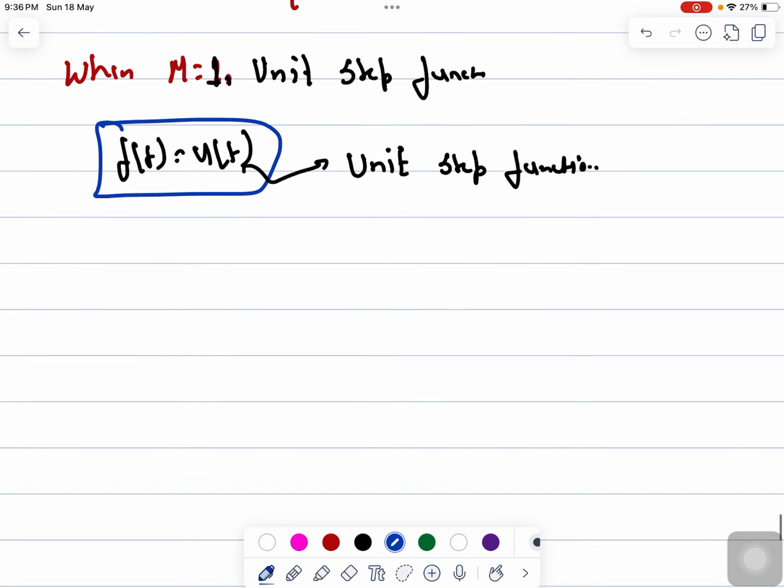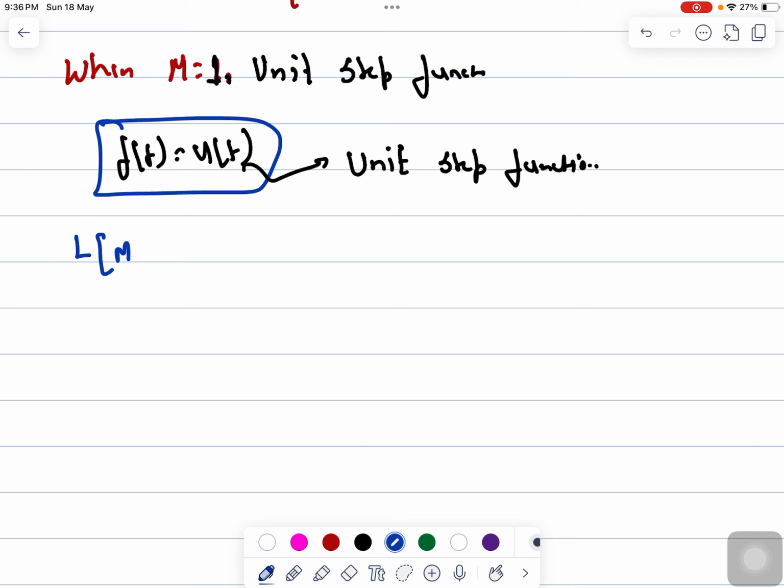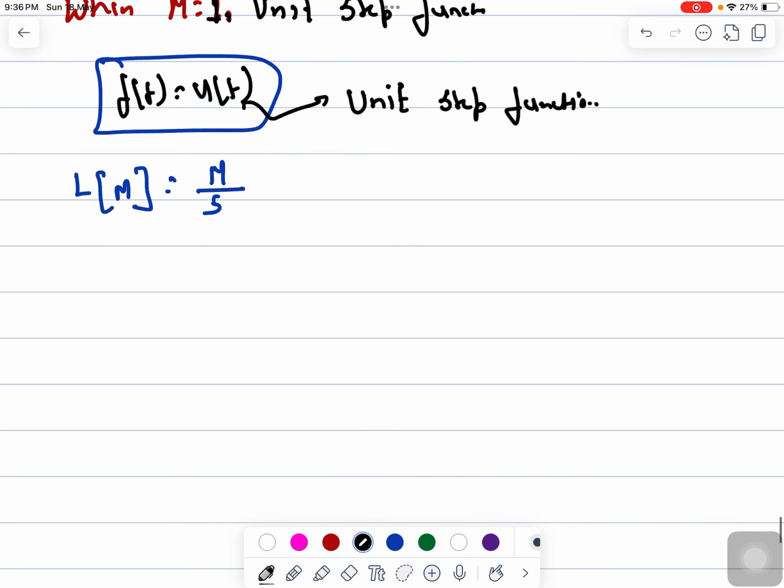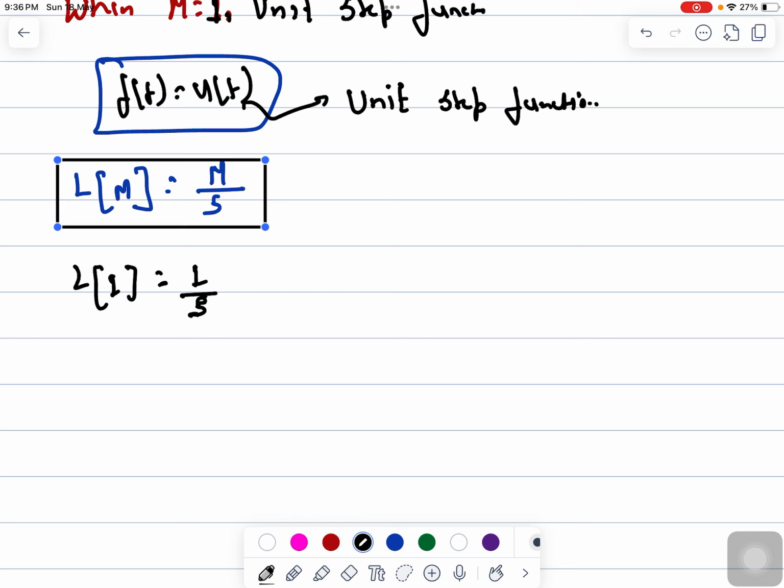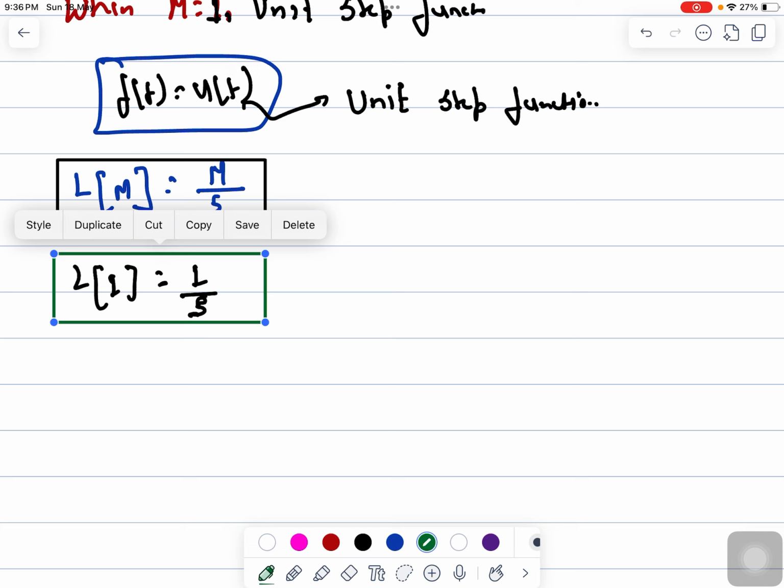Now if I take the Laplace transform of m, that will be equal to m by s. Is that clear? And if I take the Laplace transform of 1, that will be equal to 1 by s. Based on this value you have to differentiate whether this is a step input of magnitude m, or a step input of magnitude 1, which is called the unit step input, right? Every time it may be possible that you get a unit step input, there will be some magnitude of step input associated with that. That's why you can use this.